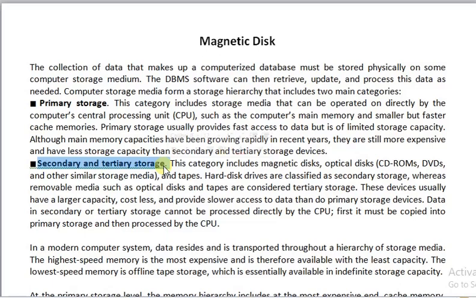Because of the large storage capacity provided by the secondary storage device, a large database can be successfully stored within this storage medium. These secondary storage devices are not directly accessed by the central processing unit. If a user wants to perform some operation on data stored on the secondary storage device, first of all it gets copied into the primary storage device.